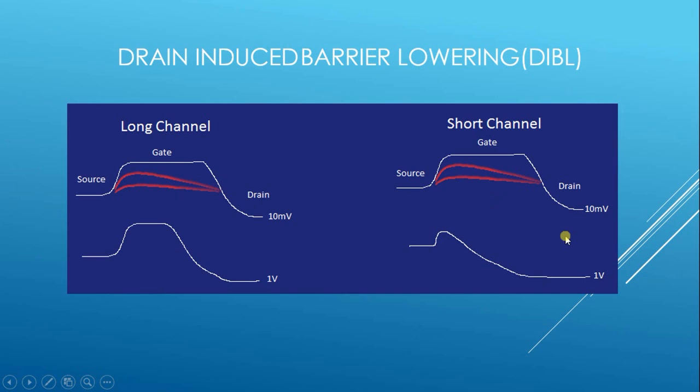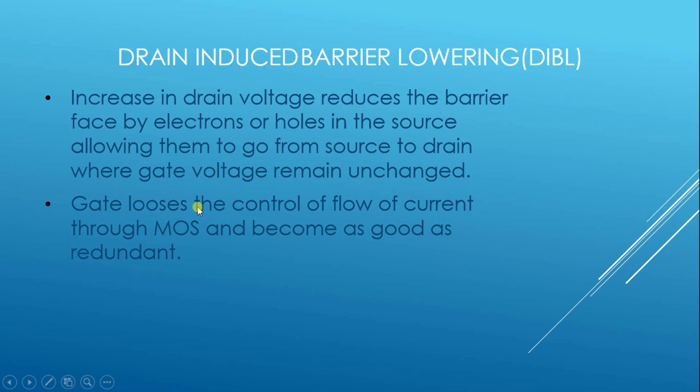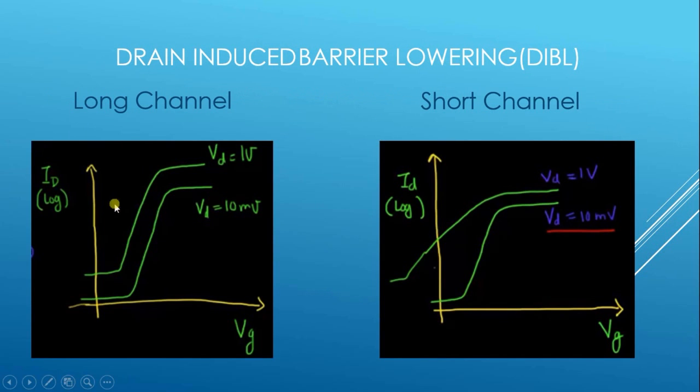So what exactly happening is, your drain is controlling your barrier. It's a totally unwanted result. So the gate loses the control of flow of current through MOS and becomes as good as redundant. So if your drain only is controlling your device, what the hell the gate is doing? The gate is doing nothing.